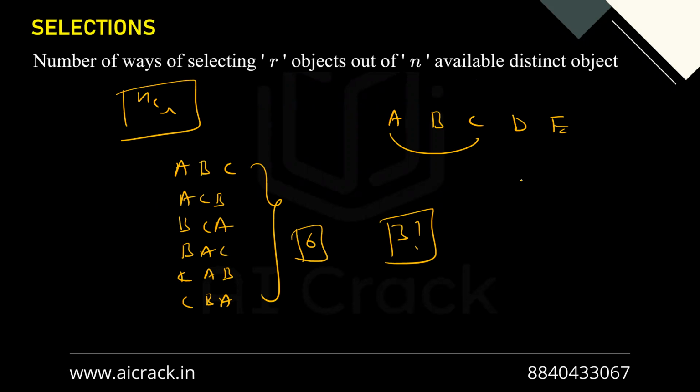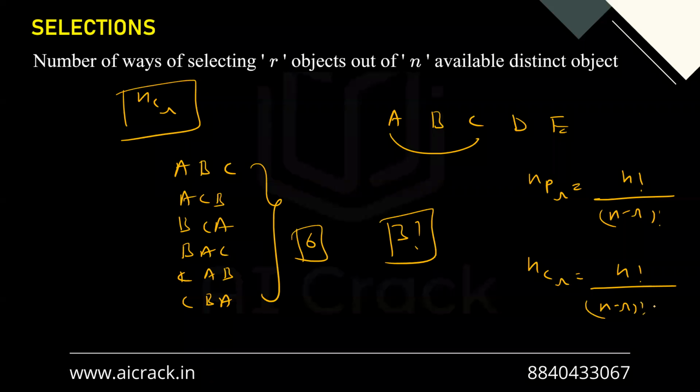Now if I try to write a formula for NPR, NPR is basically n factorial divided by n minus r factorial. And we know the formula of NCR from binomial, that is n factorial divided by n minus r factorial multiplied by r factorial. Now this additional r factorial is nothing but this only, right? So basically we are choosing r objects over here. We are selecting r objects over here. So this is nothing but 3 factorial or r factorial, right?